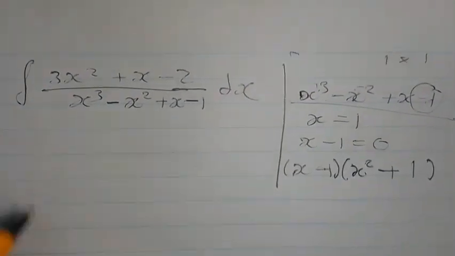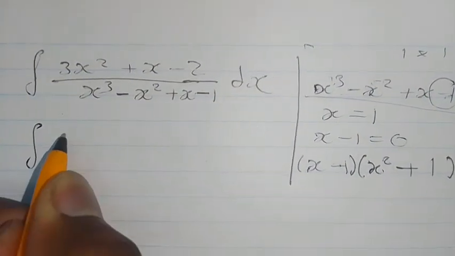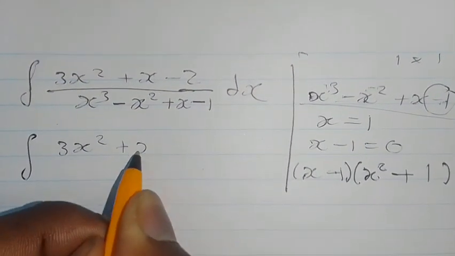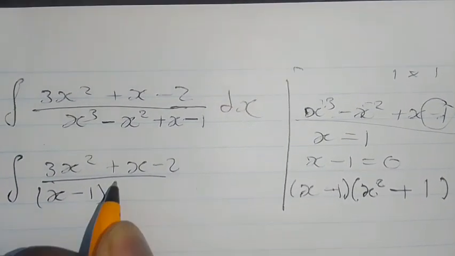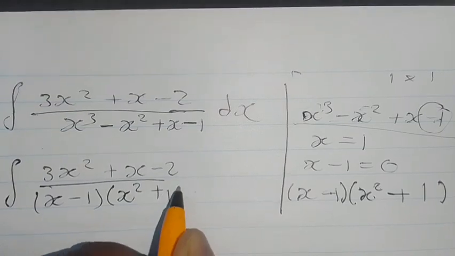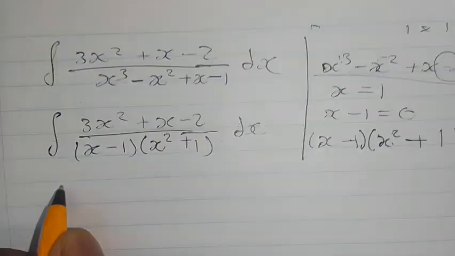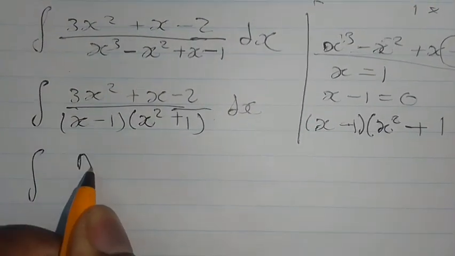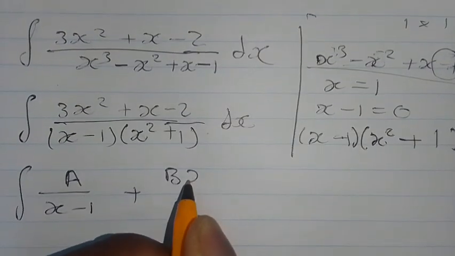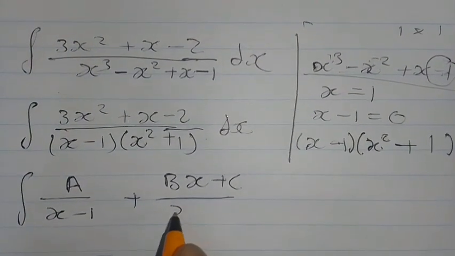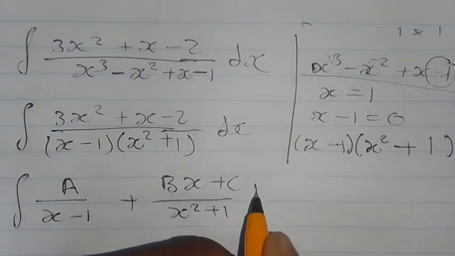So now, that means that we're going to have 3x squared plus x minus 2 divided by x minus 1 times x squared plus 1 dx. So this means that now we'll have a over x minus 1 plus bx plus c over x squared plus 1 dx.